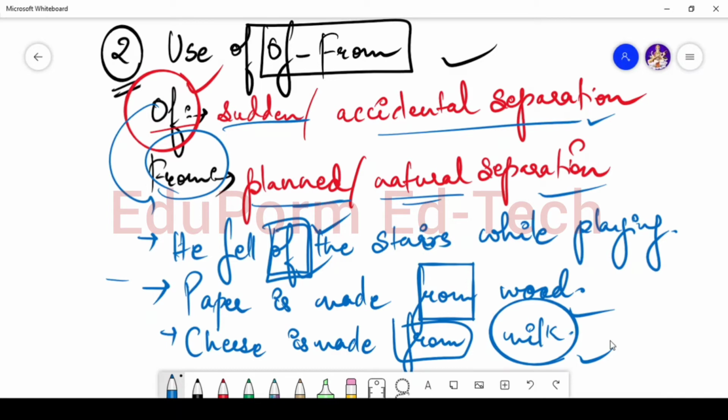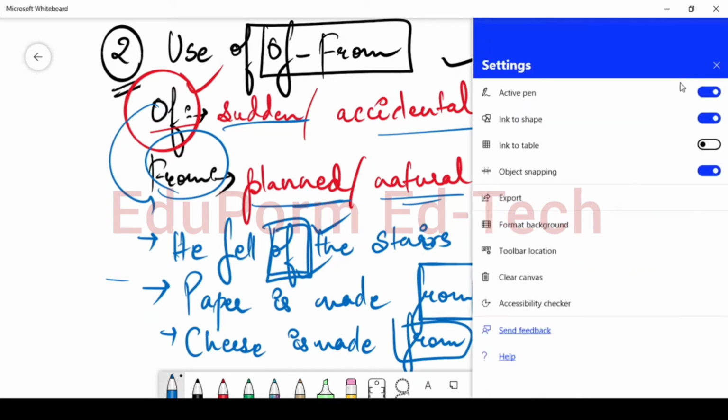Then just remember one thing, that of and from, these two prepositions are used whenever you are explaining about separation. Okay, but of will be used when you are talking about a sudden or accidental separation, and from will be used when you are talking about a planned or a natural separation. Okay, so let's check out the third use.